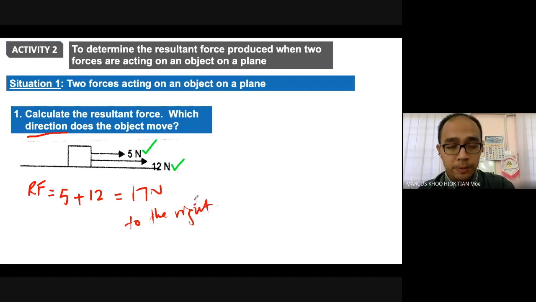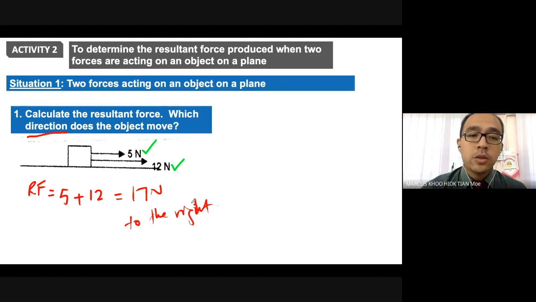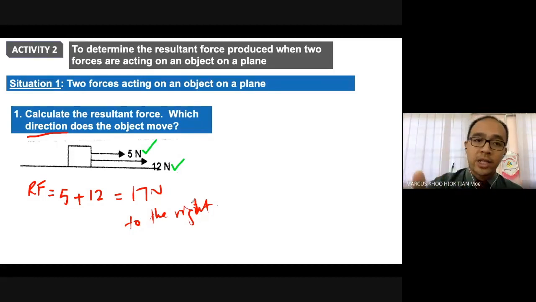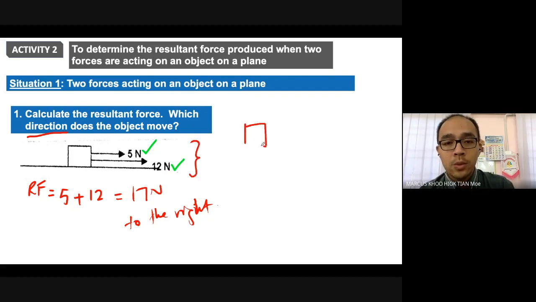Okay, very good. This is an important thing. We not only have to calculate the resultant force, but we also have to tell which direction the force is acting. This is very important. So in the actual case, if I want to draw this diagram back, what this will look like is, it will be like this.